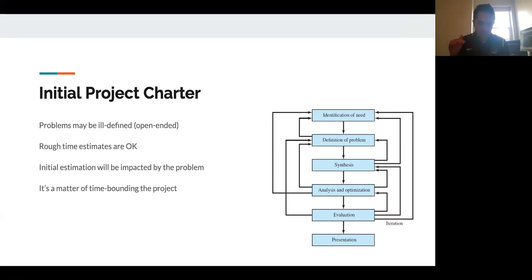And so the initial estimation will be impacted by the problem, which could be internal or external. Initial project charting is just a matter of time bounding the project. You want to set limits and appeal to them, and then you have that validation during the actual project itself, saying, okay, did I meet this deadline? Why not? I had to take an extra 2 weeks to complete this step within the project. And that's something you evaluate at the end: why did we take 2 more weeks? Make sure you document those things, because then you can assess, going backwards, how you can improve your project planning and management.